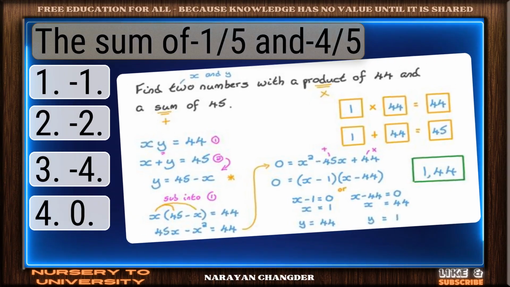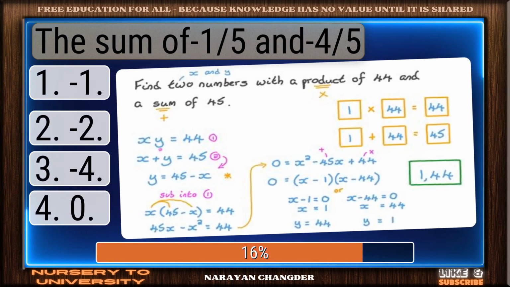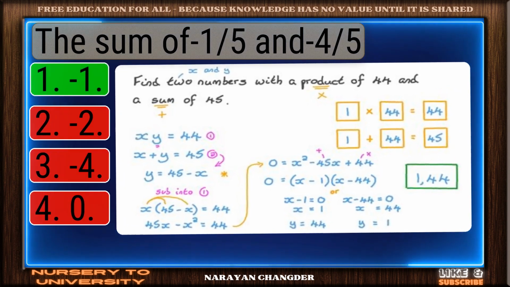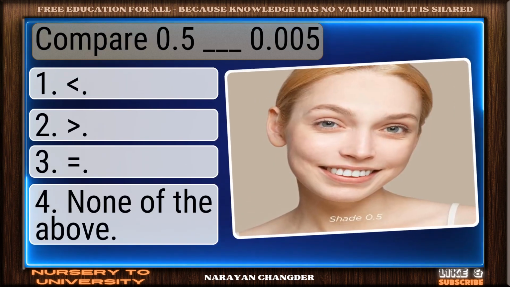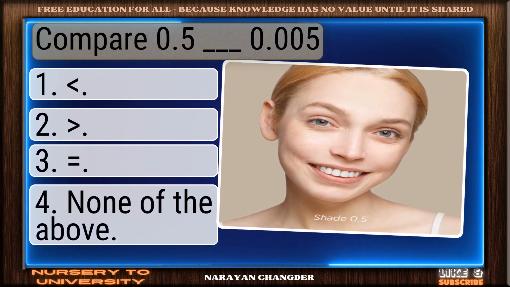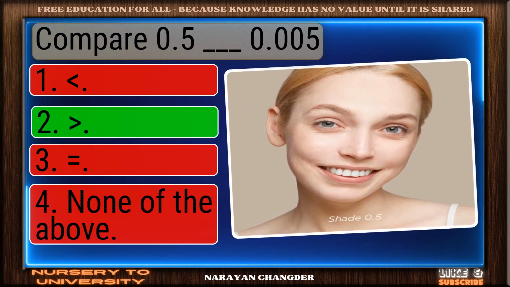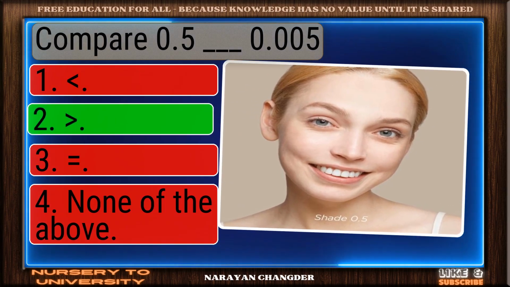Question number 196. The sum of 1, 5 and 45. Great job. 1 is the accurate answer. Question number 197. Compare 0.5-0.05. Right choice. Choice the best answer.